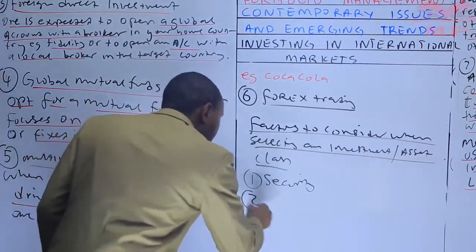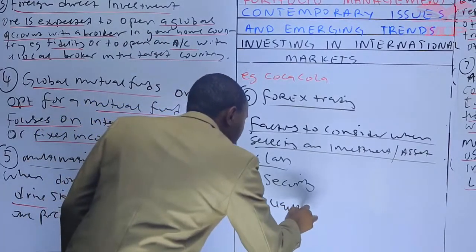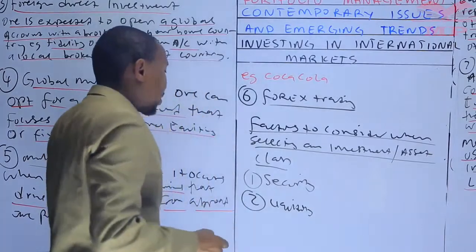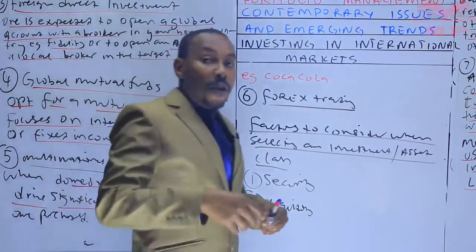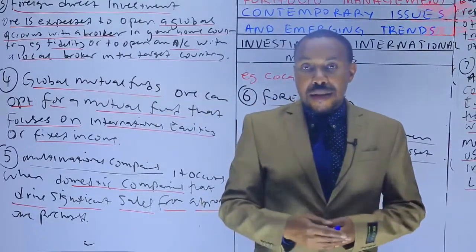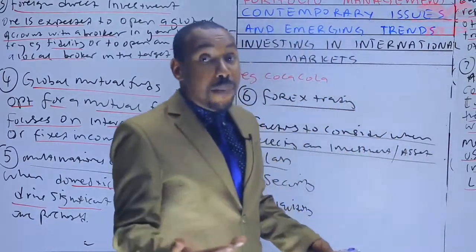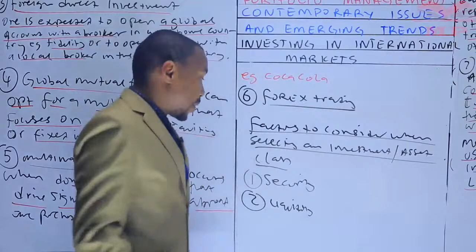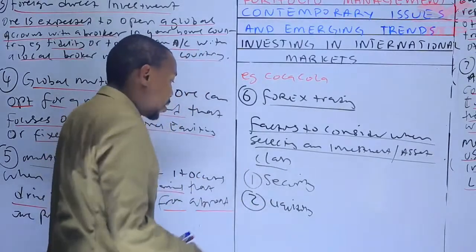Number 2, liquidity. Securities must at least provide some element of liquidity at short notice. So when you want to sell off your asset class, or maybe say if it's real estate, you should be able to do so with relative ease. That is liquidity.